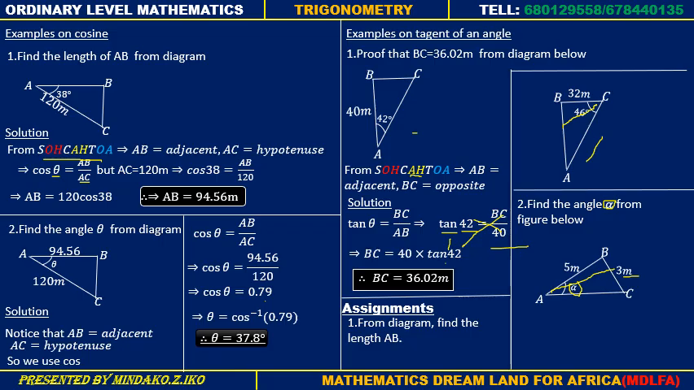Let's move to tan theta. Tan is talking about opposite over the adjacent. Is the opposite known? Yes, which is 3 meters. Is the adjacent known? Yes, 5 meters. And then from there you can proceed with the solution. Okay, so that is it.